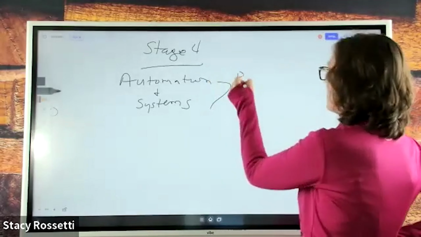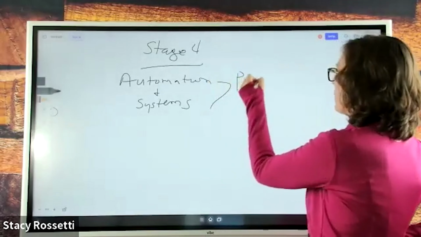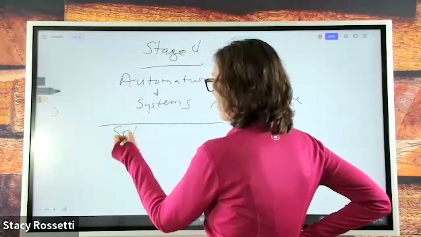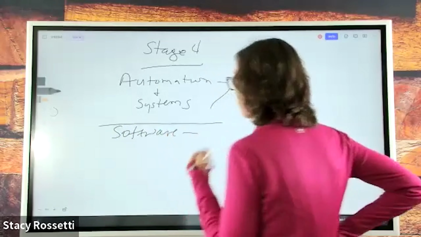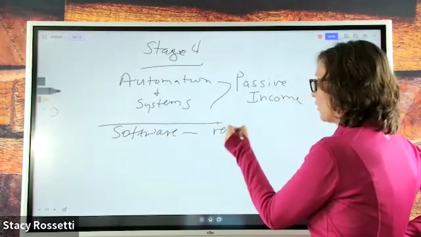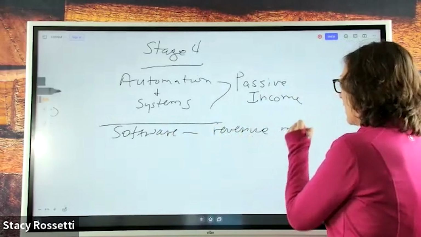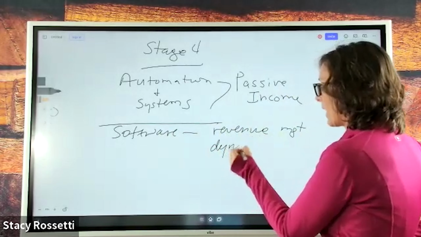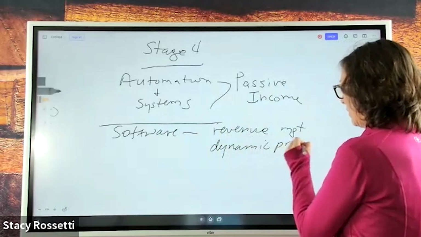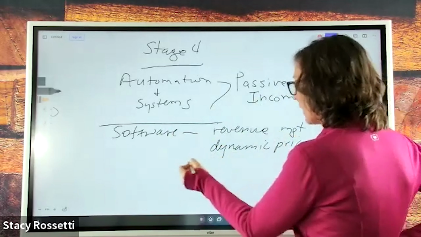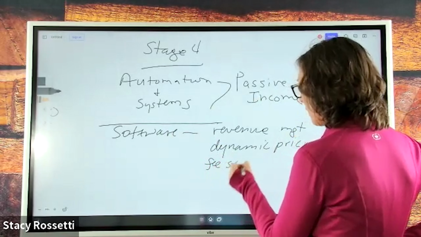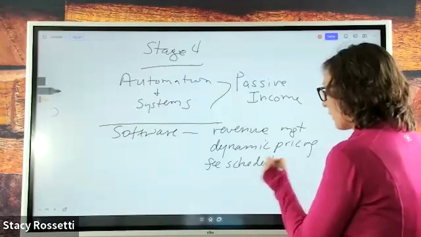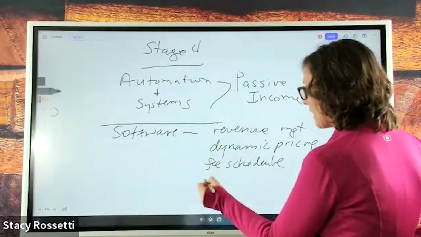When you do this, this is what's going to create the passive income, right? This is when you really start getting into your software and you're like, okay, I really need to set up my revenue management. I really need to get in and do my dynamic pricing. I really need to get my fee schedule set up. I really need to get my communication set up better. I've got to get my email and my text messages set up.